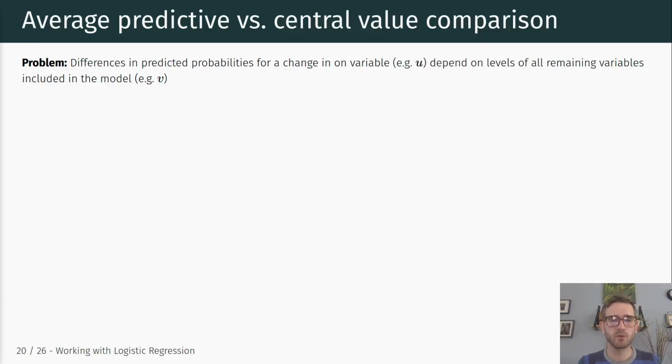Hey everyone. So continuing our discussion of predictions in the context of logistic regression, we already mentioned a complication compared to a basic linear regression model. The problem that we have as soon as we make predictions in the logistic regression framework, or in any non-linear generalized linear model framework, is that the differences in predicted probabilities for a change in one variable, for example, a variable of interest, which we might call u, depend on the levels of all remaining variables included in the model.